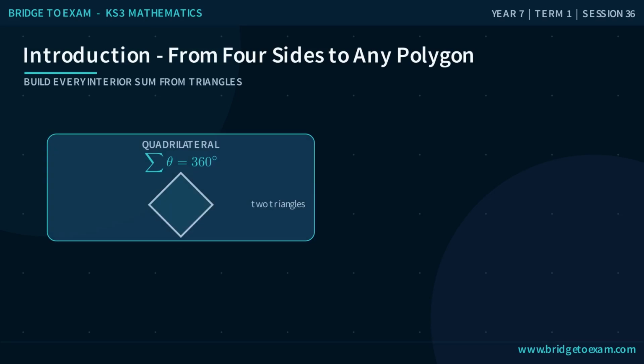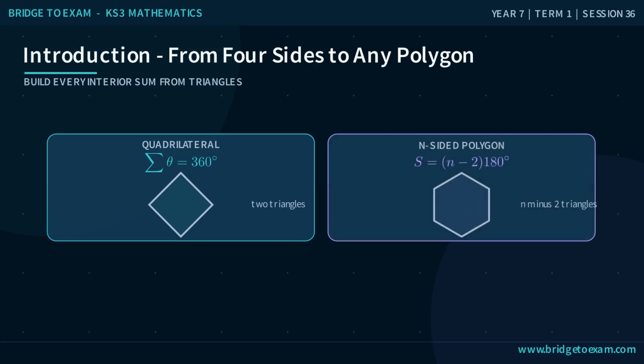Session 36, Angles in Quadrilaterals and Polygons. The four interior angles of every quadrilateral total 360 degrees. For any polygon with n sides, split it into n-2 triangles. Its interior angle sum is n-2 times 180 degrees.